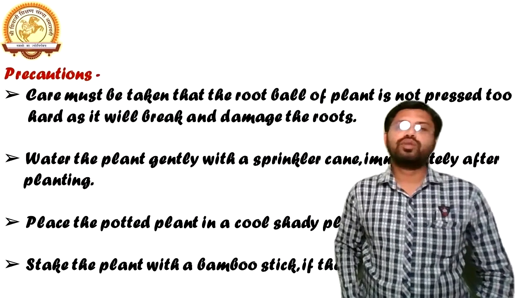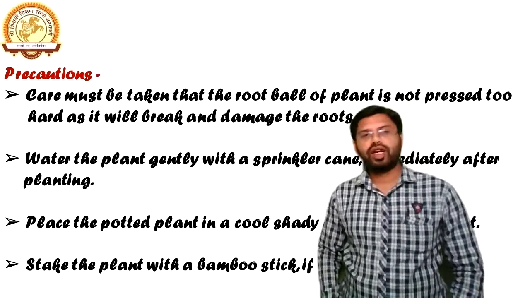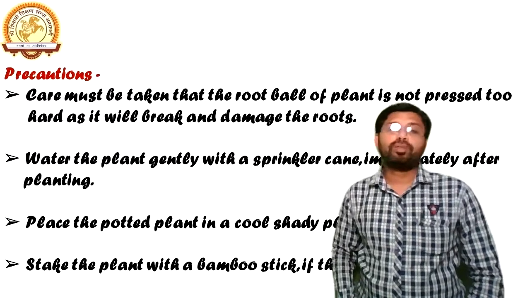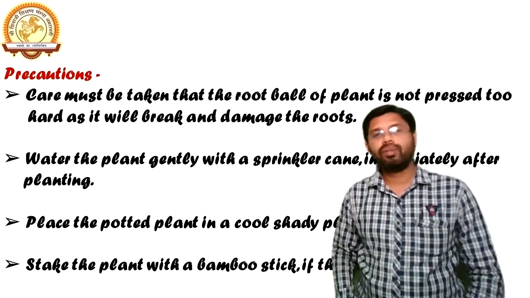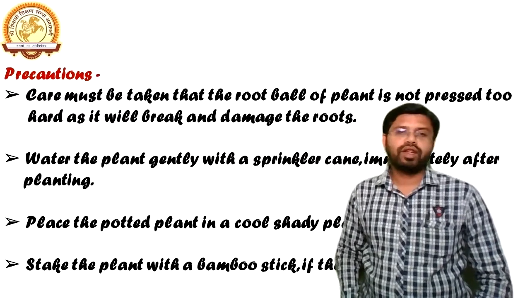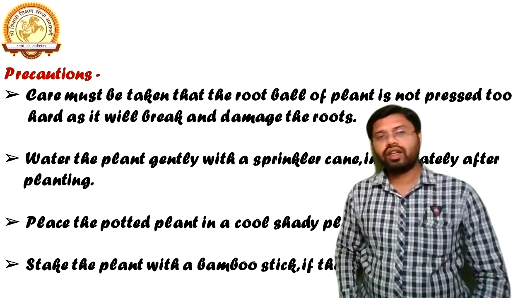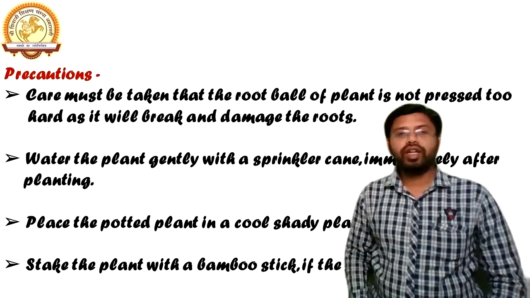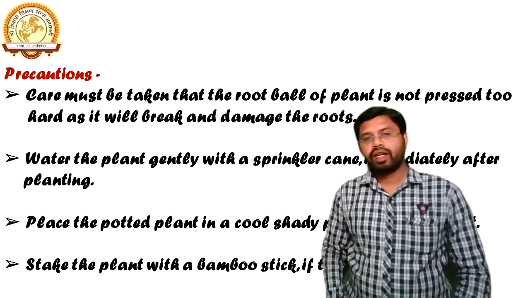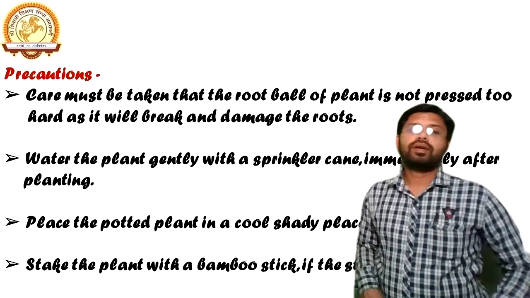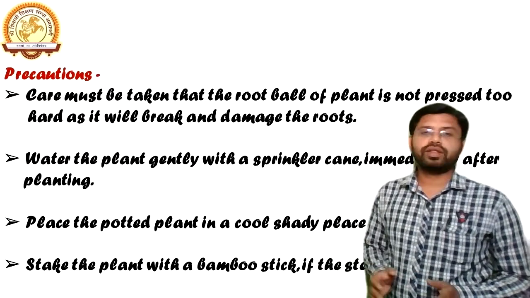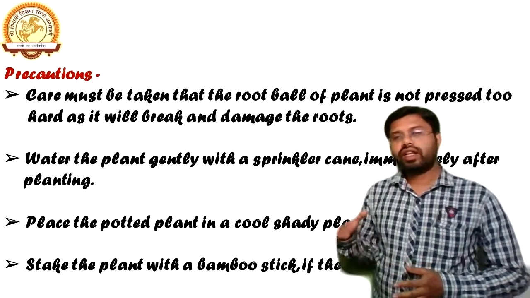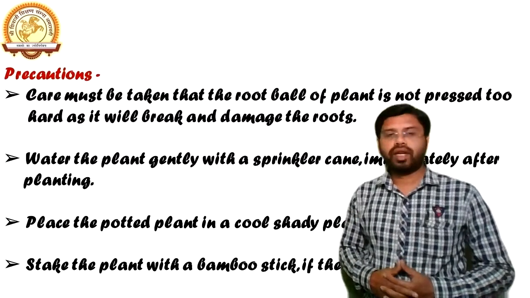What are the precautions we must take while potting a plant? Care must be taken that the root ball of the plant is not pressed too hard, as it will break and damage the roots. The second precaution is to water the plant gently with a sprinkler can immediately after planting. Then place the potted plant in a cool shady place, because it is in the initial stage of its development, so direct sunlight may harm the plant.